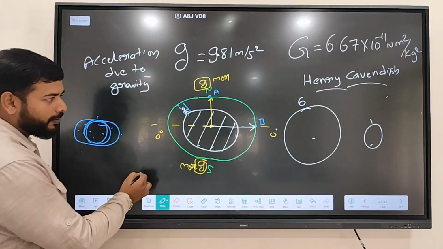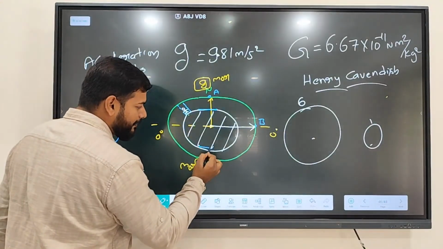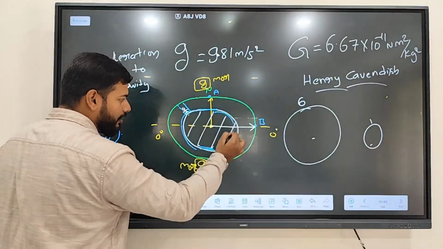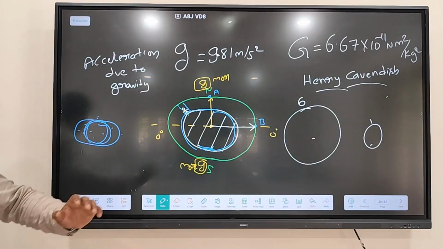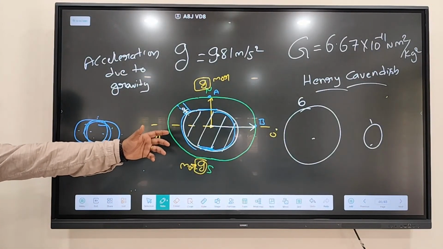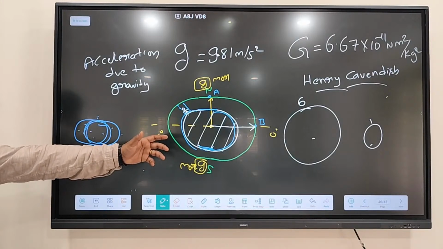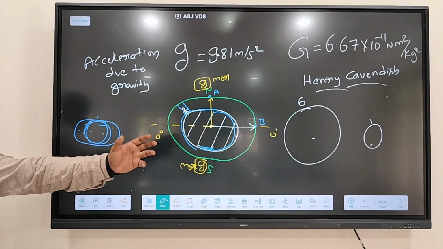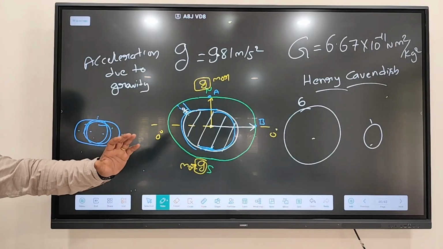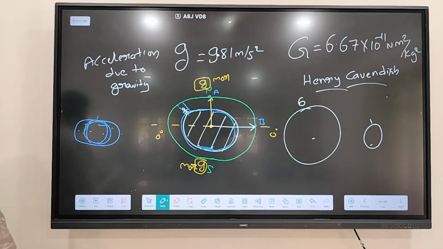If you go deep into the earth, this is also an oblate sphere. This is also a geoid shaped object, but the size is little reduced. That's it. That's why when you go deep into the earth, the weight reduces, right? The shape itself is oblate sphere or geoid. That is the reason.